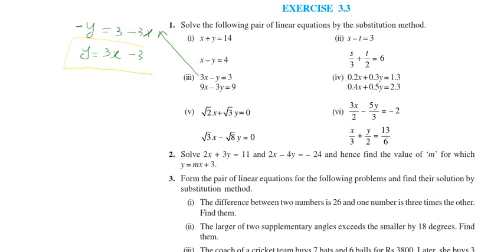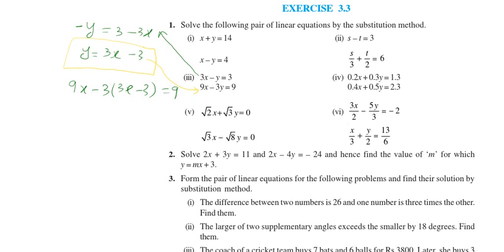Now this value of y I'll substitute in the second equation, because that's the rule. From the first equation I got one of the variables, so that variable I'm going to substitute in the second equation. So let's see what happens when we put it in the second equation. 9x minus 3, and in place of y I have to write 3x minus 3, is equal to 9. So I'm replacing this value in the second equation.